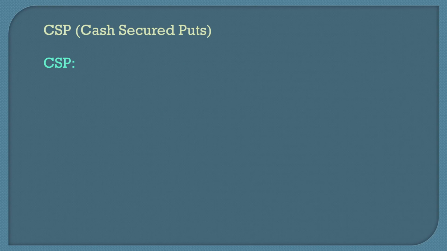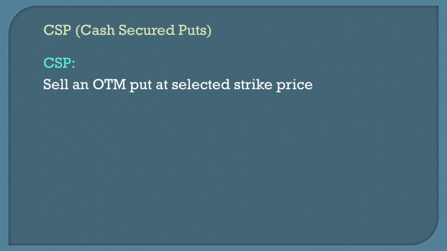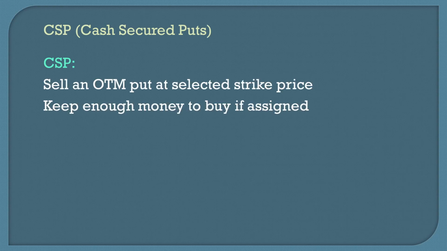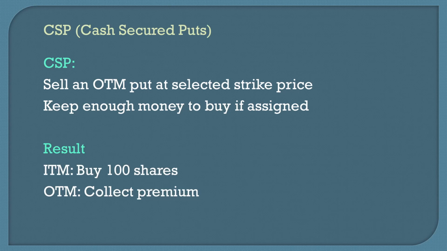A CSP is a strategy where you sell an out of the money put and keep enough money on hand to buy the shares if you're assigned. The result of a CSP is you will either buy 100 shares at that strike price or you will collect the premium from selling the put option.